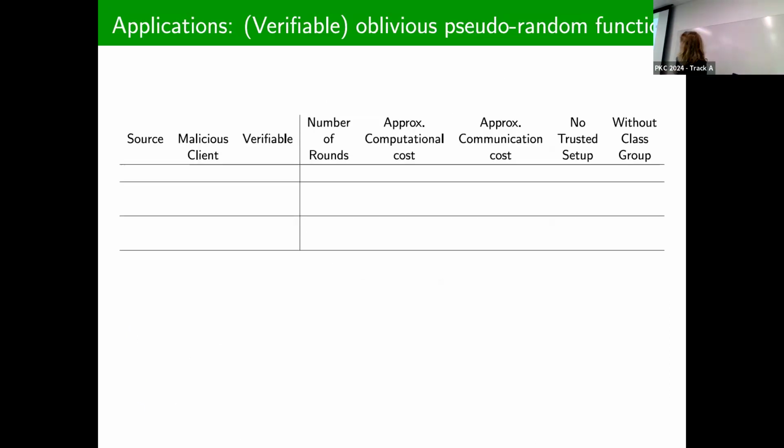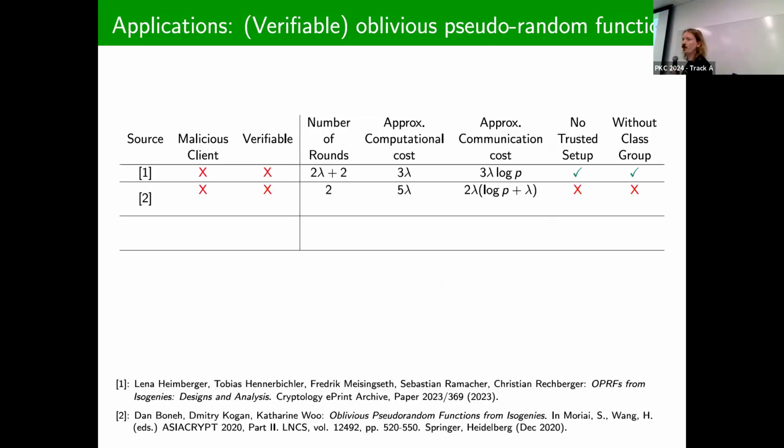Okay, let's finally look at the computational costs, or the comparison of our OPRF with the state of the art. There have been 2 OPRFs in the CSIDH setting before. One is done by a group from Austria, which has quite a good cost, and the other one is done by Boneh, Kogan, and Woo. If you compare them, the top one has a much lower cost, but a much higher number of rounds. The top one also doesn't need any trusted setup or class group knowledge, but the other one does. And both of them are not secure against a malicious client.